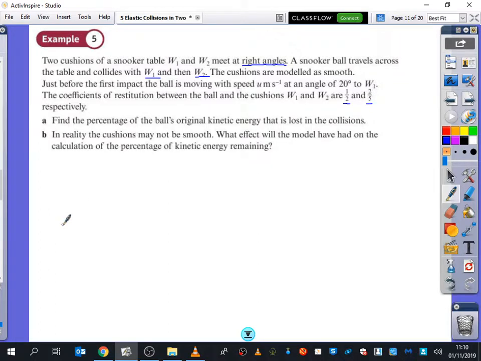Okay, so we've got these two things that are going to be at right angles. So we know there's going to be a double collision that looks like this. And it says, first of all, it is moving in at a speed of u at an angle of 20 degrees to the cushion. Then we know it's going to bounce off somewhere like this, and then it's going to bounce off somewhere like this. Okay? Let's call this wall 1. Let's call this wall 2.